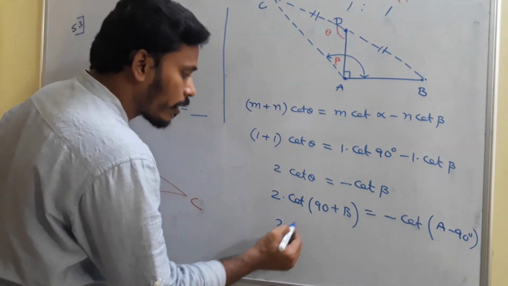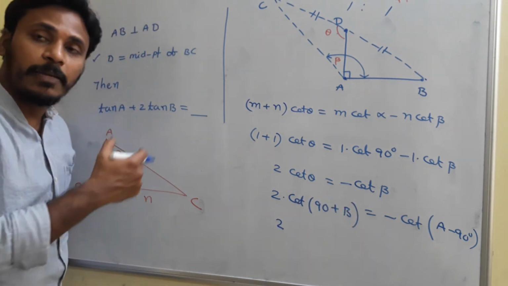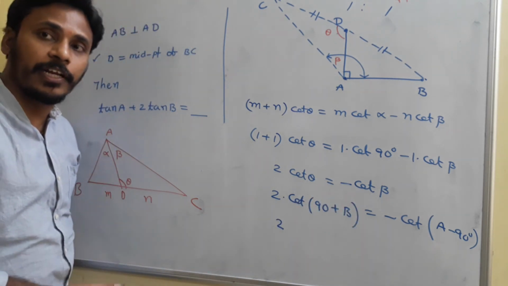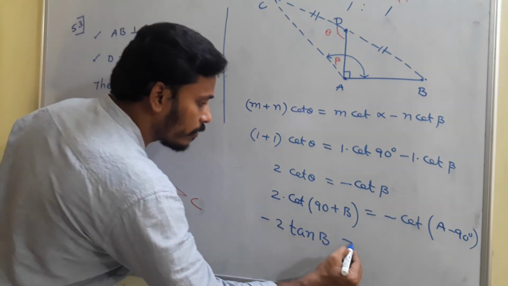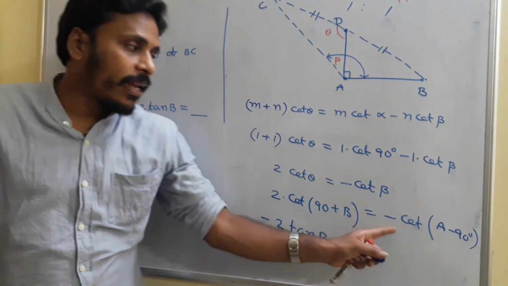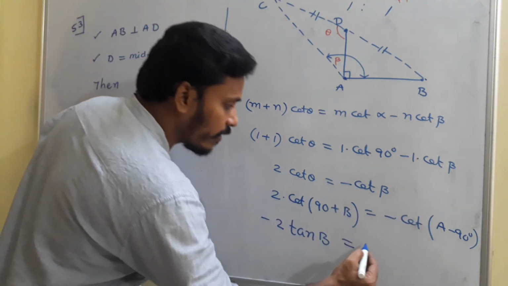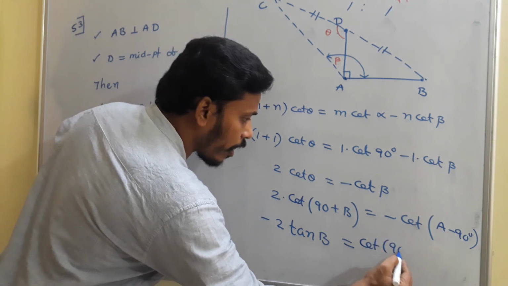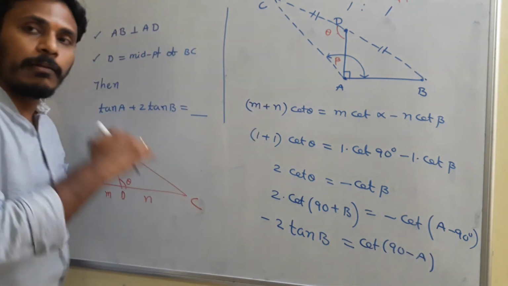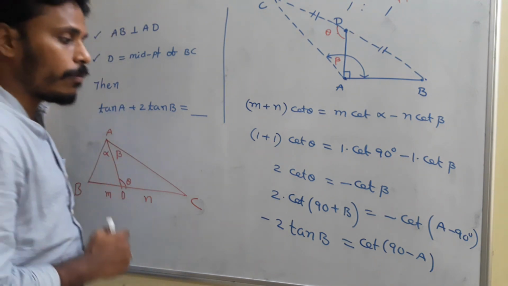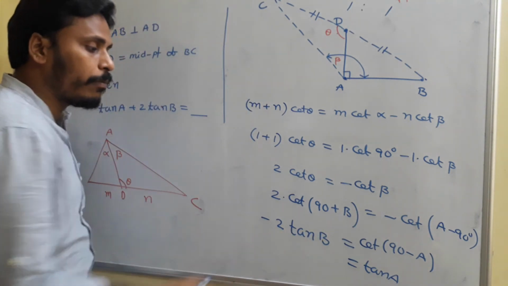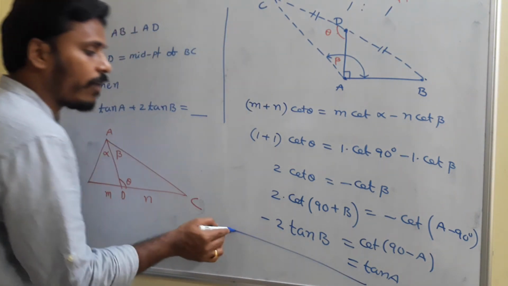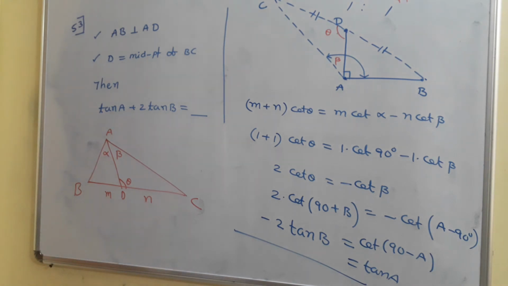So 2 into cot of 90 plus B. 90 plus is the second quadrant, there it is negative, cot will become tan. So this is minus 2 tan B is equal to, okay. So minus cot of A minus 90, if you send that minus for the inside, it becomes cot of 90 minus A. 90 minus is the first quadrant, cot will become tan, and this is simply nothing but tan A. So minus 2 tan B is equal to tan A. So from there we can conclude that tan A plus 2 tan B is equal to 0.